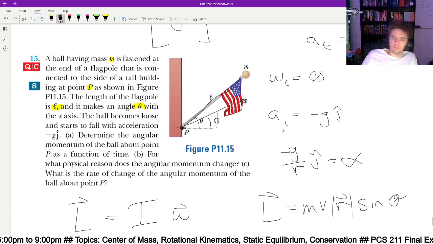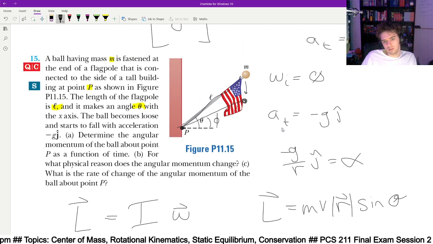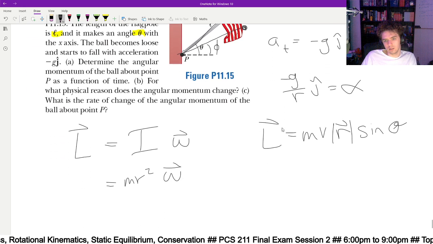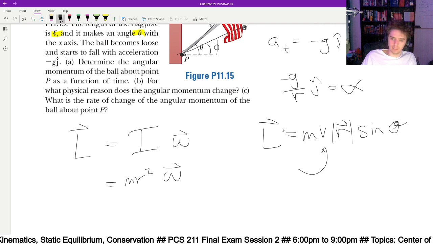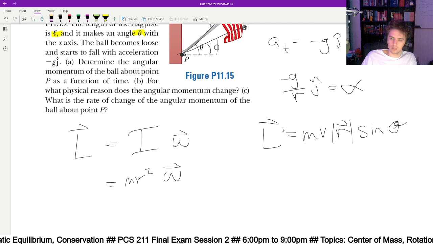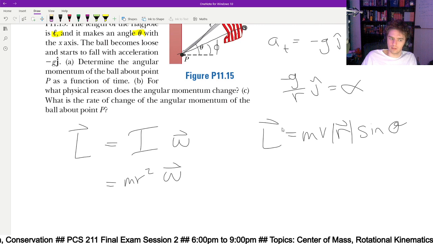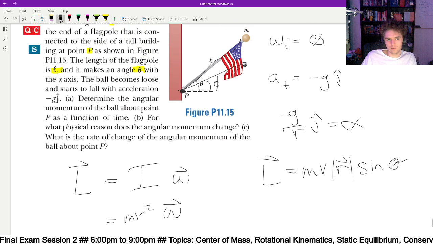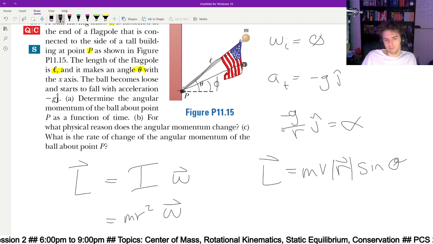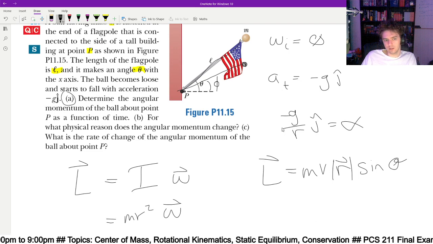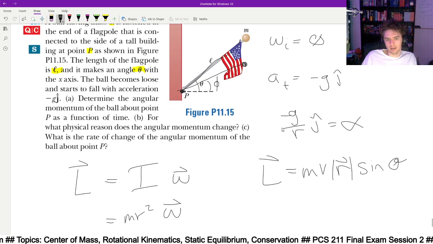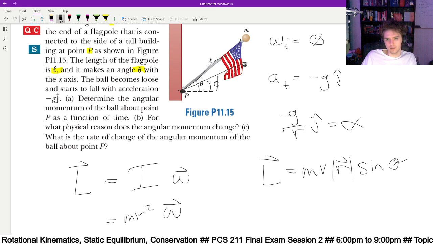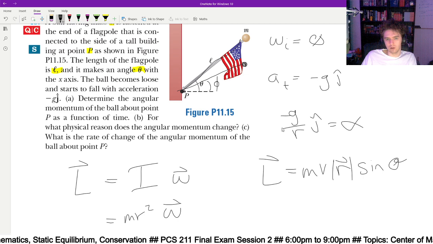So I think we can convert AT to alpha and use that to find omega. Like this. Somehow. Do we need omega? But if this is the formula, I think you just make radius a function of time. Yeah. So what would that be as a function of time? That would be this distance.